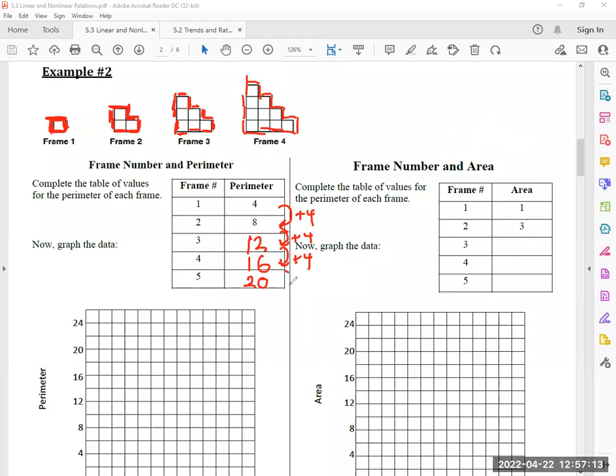So yes, this step 2, most likely adding by 4. What about area? As you know, area is the space covered by the shape. So frame 1, I have 1 square. Frame 2, I have 3 squares. Frame 3, I have 1, 2, 3, 4, 5, 6 squares. And frame 4, 1, 2, 3, 4, 5, 6, 7, 8, 9, 10 squares. And I don't want to draw frame 5.